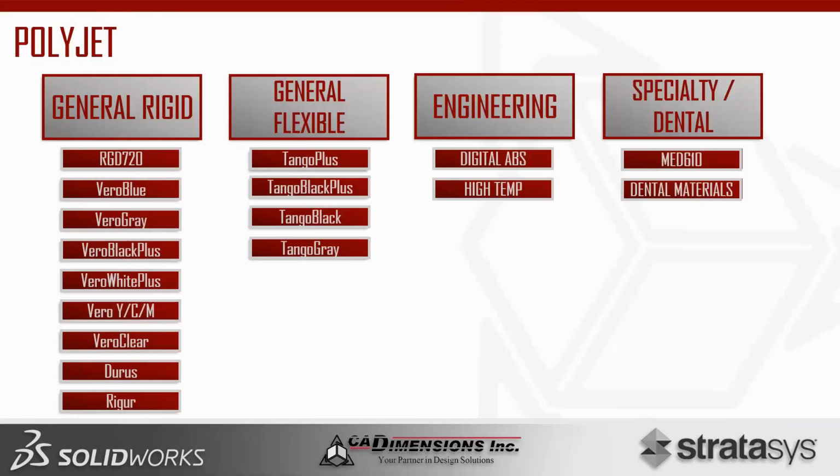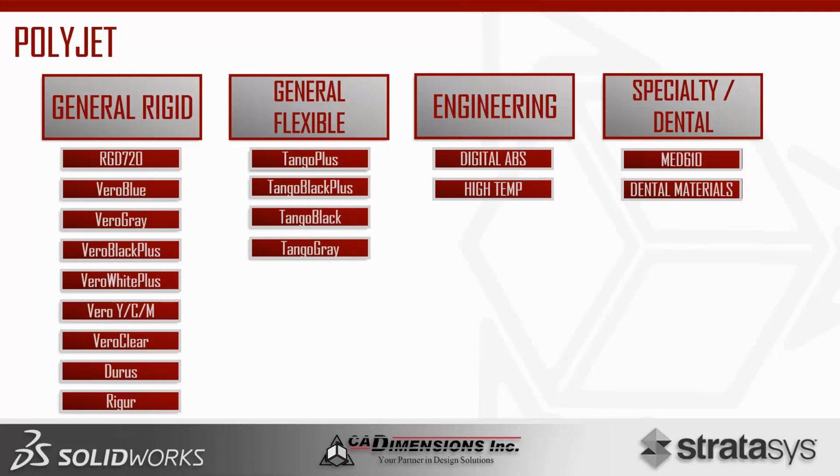So here we have our PolyJet catalog. There's a lot that's going on the page right now, but to break it down simplistically, we have our general rigids on the left, which have basically all of our colors and our non-flexible materials. So our Vero family, our blues, grays, blacks, and whites, yellow, cyan, magenta, as well as clear, our simulated polypropylenes as well. In the general flexible category, we have our Tango family, which are our different flexibles with different tear rates and elasticity ratings.